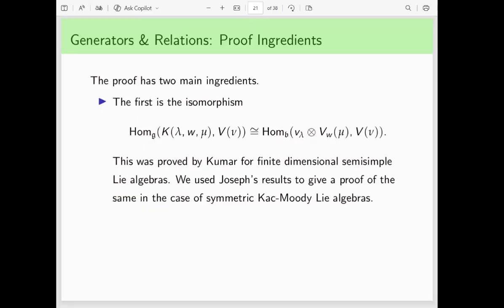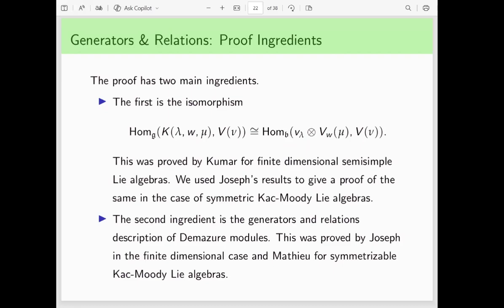So the proof has two main ingredients. First is this isomorphism: Hom_G from the Kostant-Kumar module to V_nu is isomorphic to Hom_B from V_lambda tensor V_w mu to V_nu. This was proved by Kumar for finite dimensional semisimple Lie algebras, and we used Joseph's and Polo and Mathieu's excellent filtrations to give a result in the case of the symmetric Kac-Moody Lie algebras.